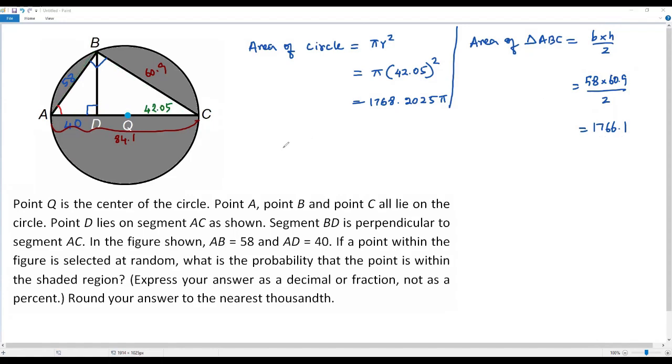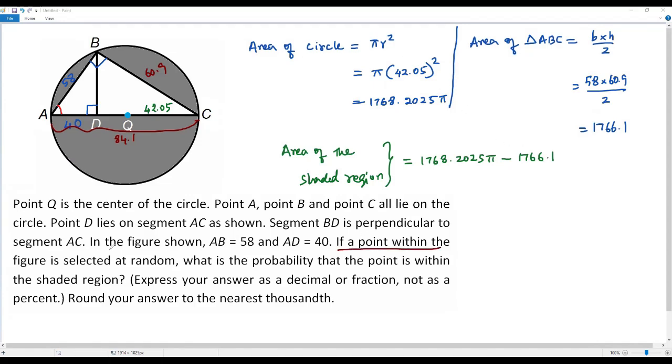Now let me get the area of the shaded region. Let me write the stuff over here. Area of the shaded region. Okay, let me finish writing. To get the area of the shaded region, we have to subtract the area of this triangle ABC from the area of the circle. Then I'm getting 1768.2025 pi, that is area of circle, negative area of the triangle 1766.1. Okay, here I got the area of the shaded region. Now let's go to the question.